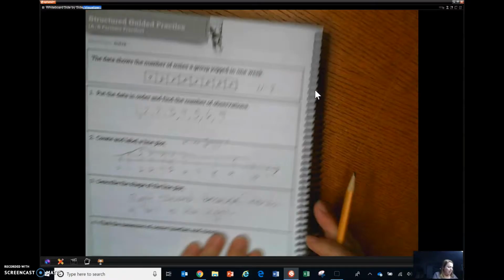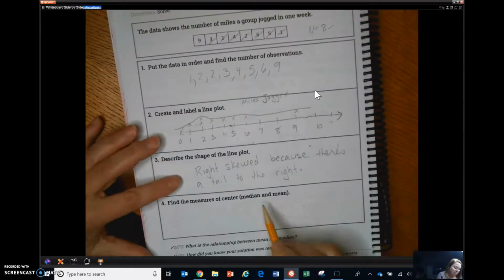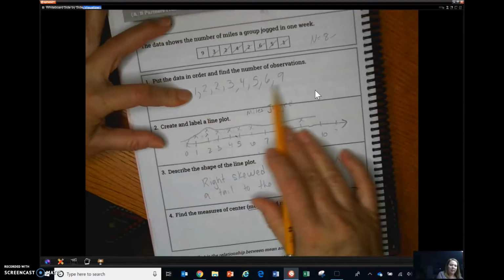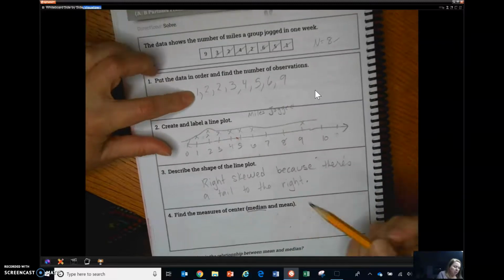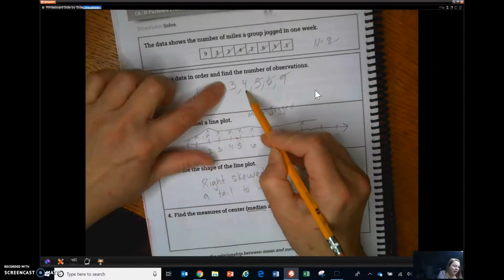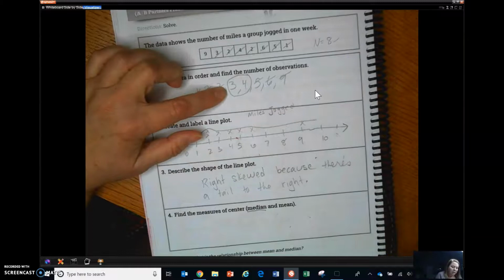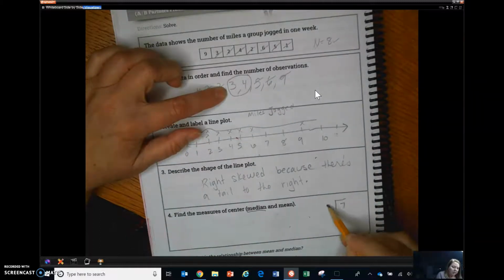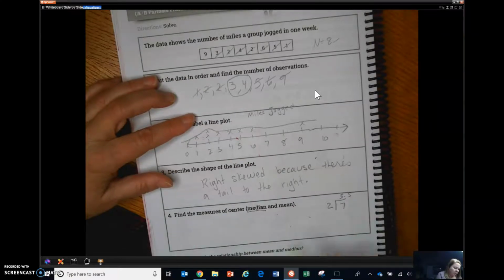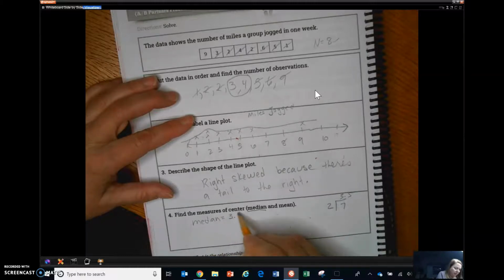All right. Find measures of center, which is median and mean. So remember, median is the middle. If you see, I didn't cross it off that time, so I can cross it off this time. So I'm going to go left, right, left, right, left, right. It's an even number this time. So 3 and 4 I have to add together. 3 plus 4 is 7 divided by 2, because there's two numbers, is 3.5. So the median equals 3.5.